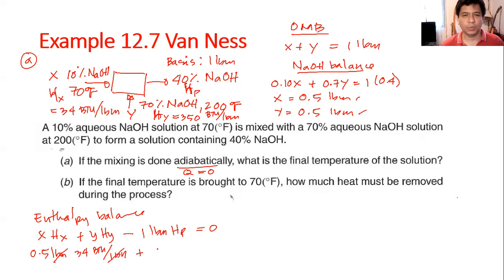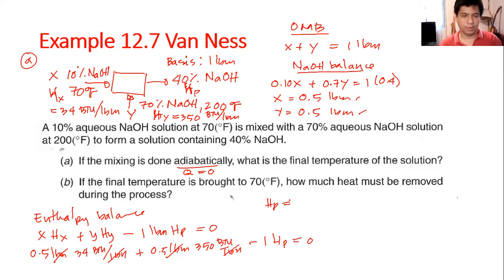For Y, we have 0.5 pound mass again, times 350 BTU per pound mass again. So this cancels out. Okay? Then minus 1 times HP equals 0. With this, you can calculate HP. What is the value of HP? Just use your calculator.